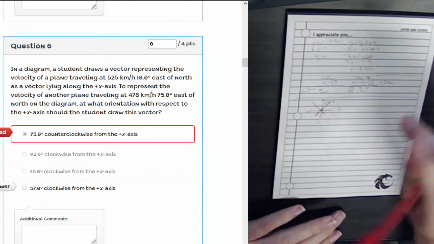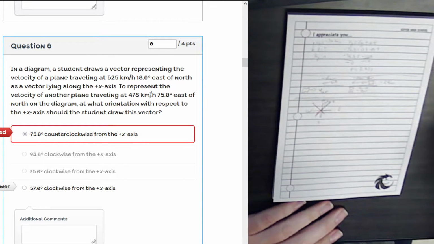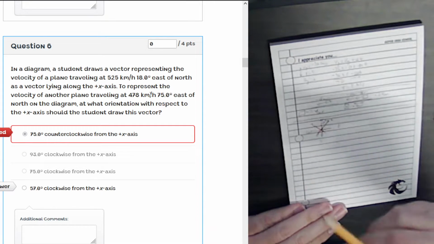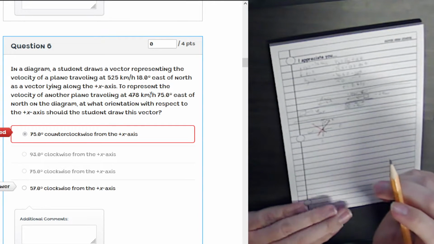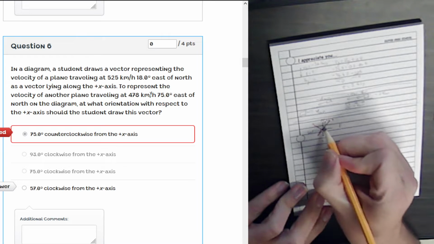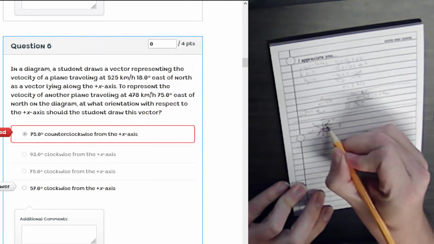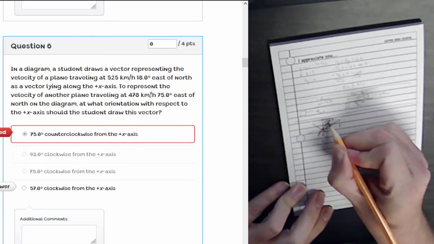Okay, we did that. Then it says we're going to represent the velocity of another plane, traveling 478 at 75 degrees east of north. So it's still east of north, but this is 75 degrees. So this would come all the way over here. It'd be like this. So that would be our 75. So 75 is this big angle, right?